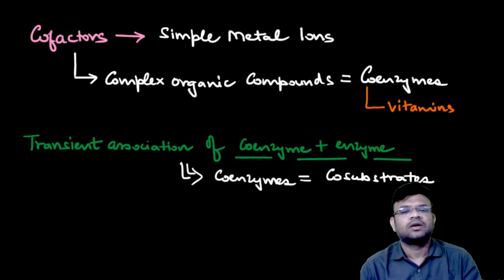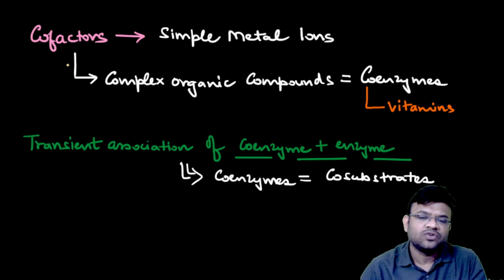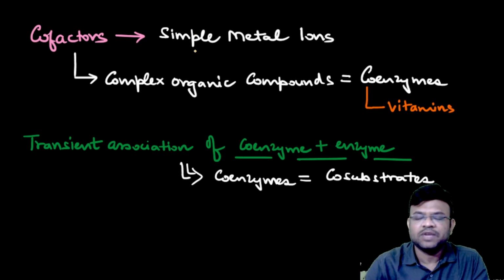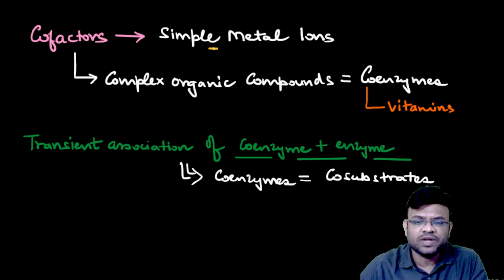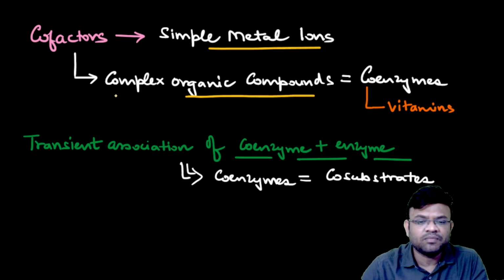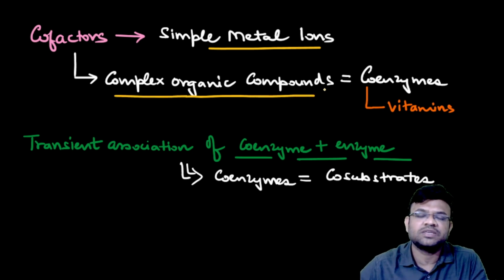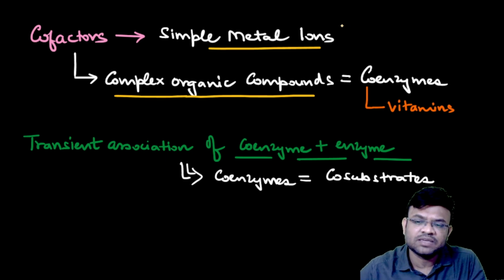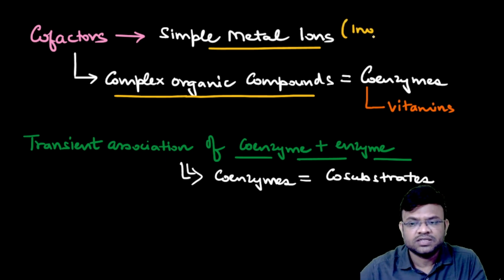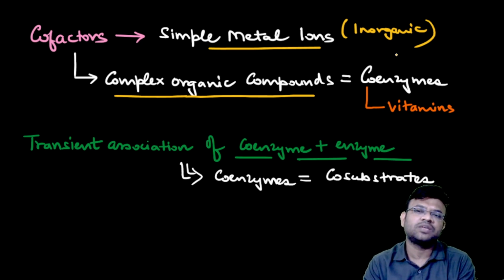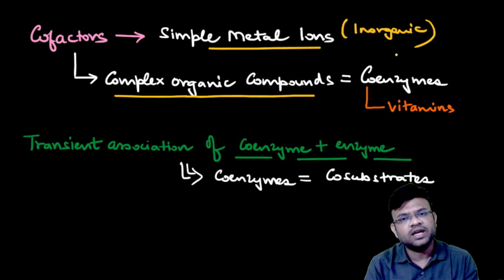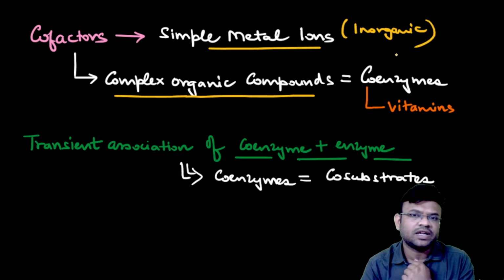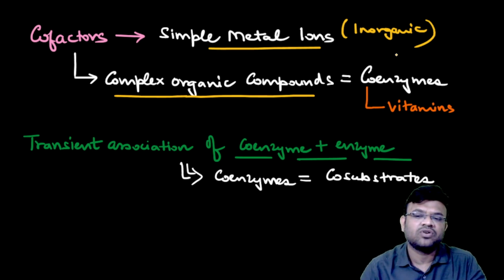Now, the cofactors, as I've already said, can be divided into multiple types. They can be simple metal ions, and they can be complex organic compounds. When I say simple metal ions, I simply want to say that they are inorganic in nature. That means cofactors can be divided on the property whether they are organic or inorganic. If they are inorganic, they can be simple metal ions. If they are organic, they can be called coenzymes.